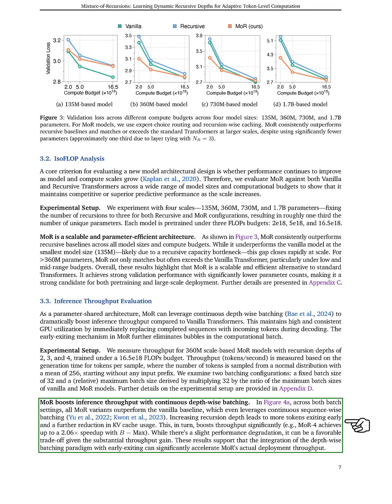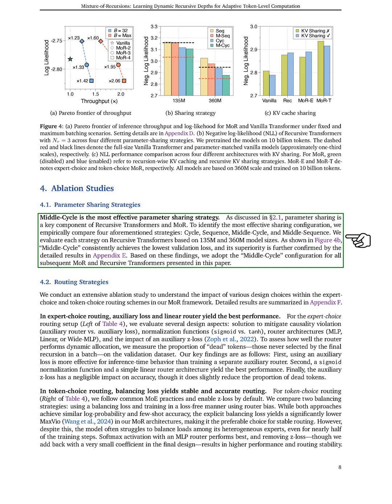We also identify that the middle cycle parameter sharing strategy is the most effective. We empirically compare 4 strategies: cycle, sequence, middle cycle, and middle sequence, on recursive transformers with model sizes of 135 million and 360 million. Our findings show that middle cycle consistently results in the lowest validation loss, confirming its effectiveness.